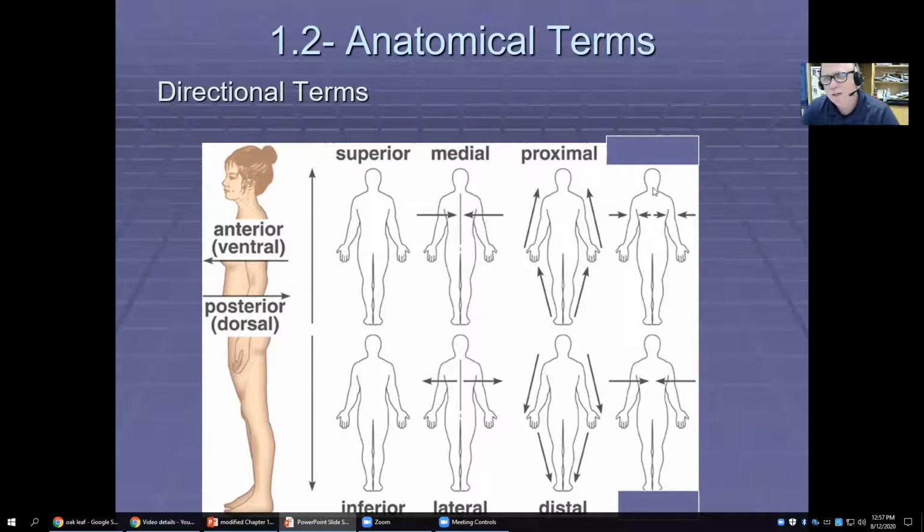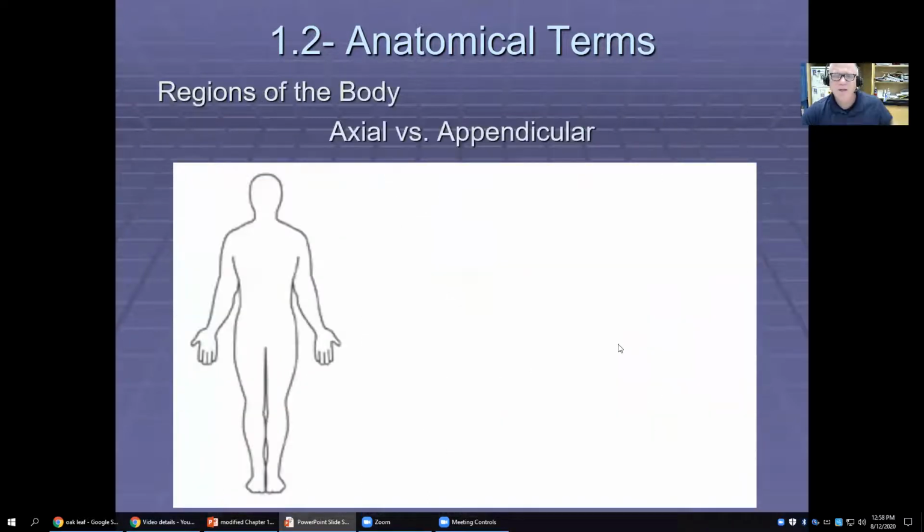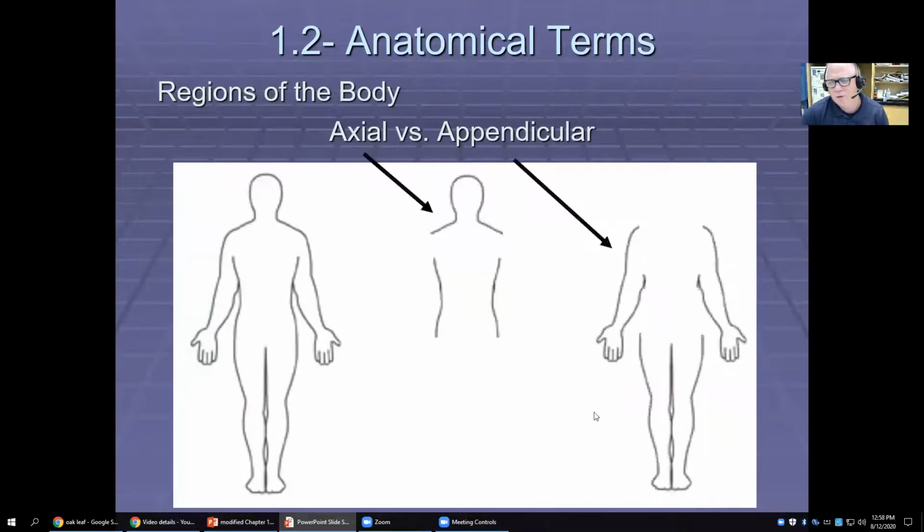Finally, the last two directional terms: if it's on the outside, at the skin, that's called superficial, and if it's inside the body, it's called deep. Like I told you earlier, this is the axial part of the body, and this is the appendicular, or appendage, part of the body. This is where we'd use distal and proximal.